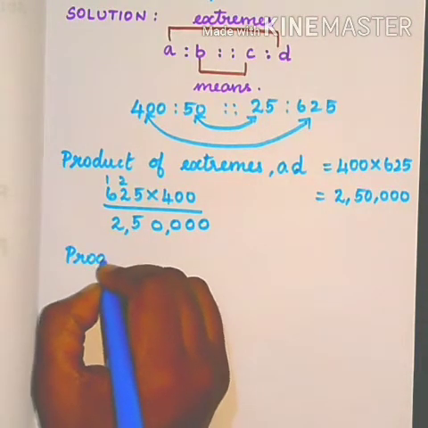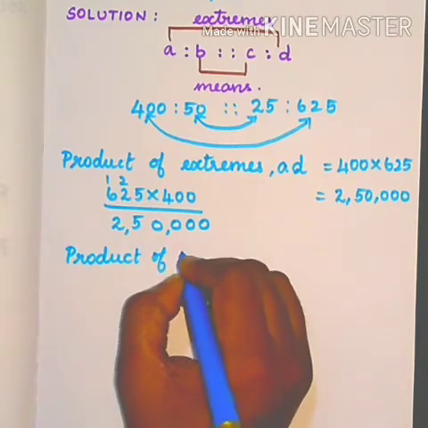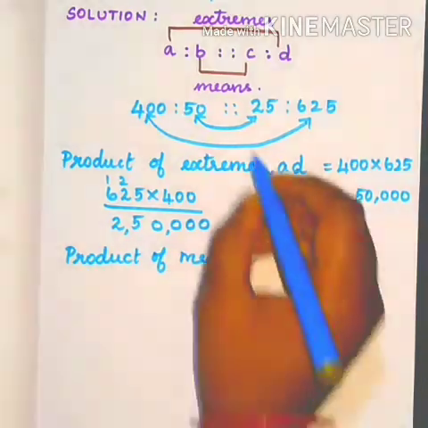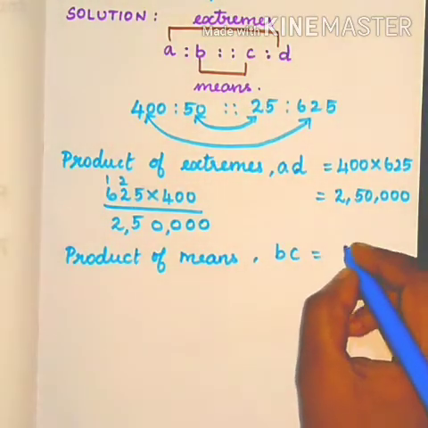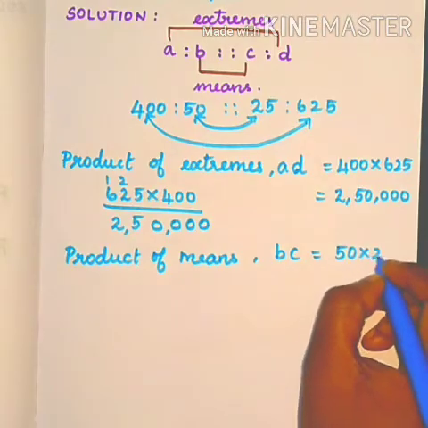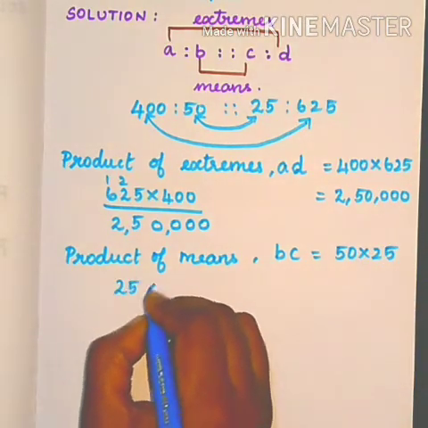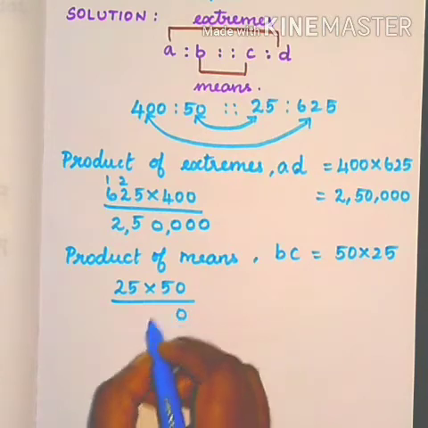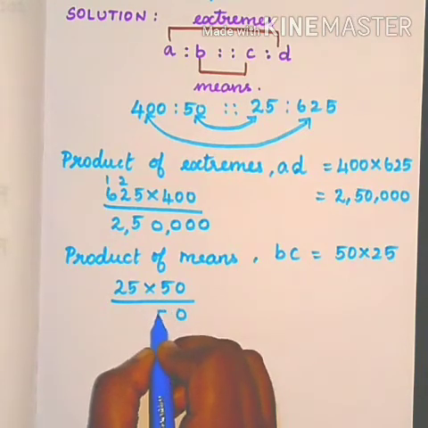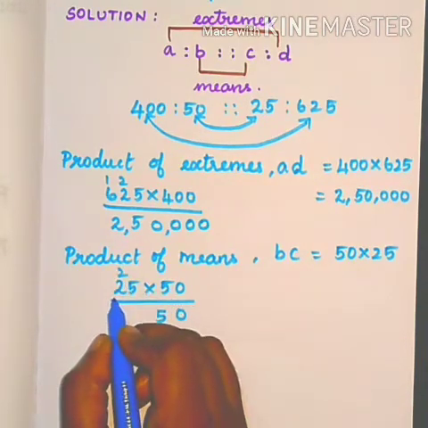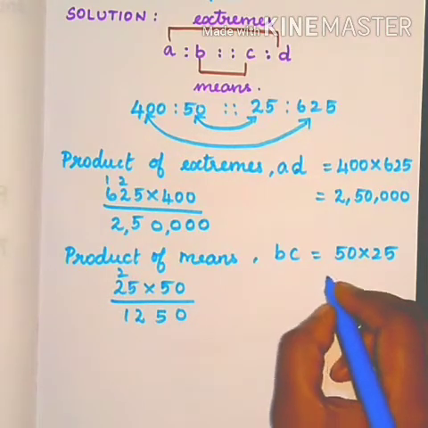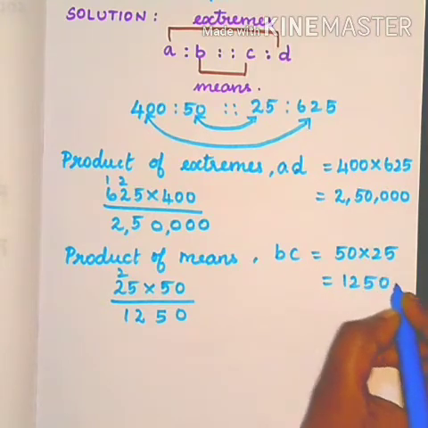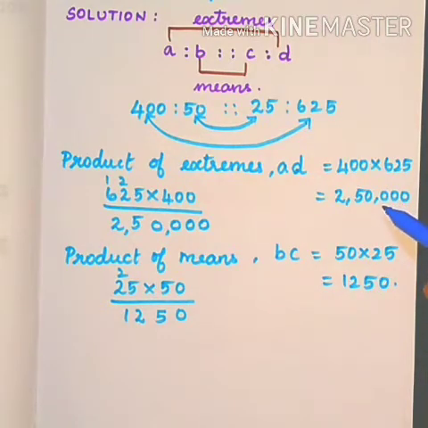And next we are going to find the product of means. Product of means means what? B into C. Here B value is 50 and C value is 25. 25 into 50 is, first you have to put 1 zero. 5 5s are 25. 5 2s are 10. 10 plus 2 is 12. 50 into 25 is 1250.